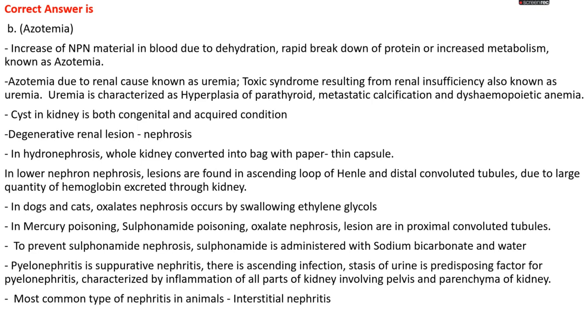Pyelonephritis is a suppurative nephritis. Ascending infection and stasis of urine are predisposing factors for pyelonephritis, characterized by inflammation of all parts of the kidney involving pelvis and parenchyma of kidney. The most common type of nephritis in animals is interstitial nephritis.